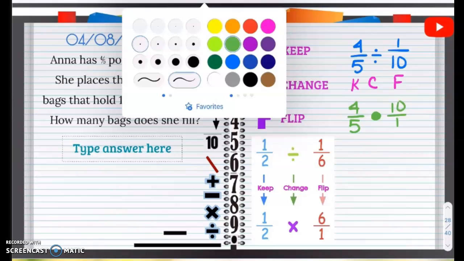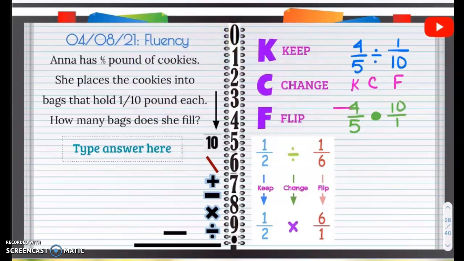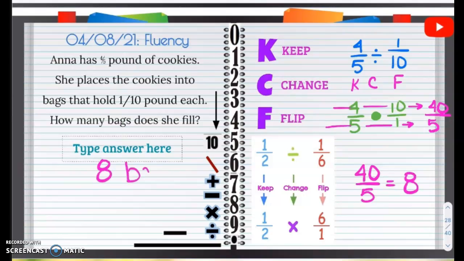Now we're going to be able to multiply straight across. 4 times 10 is 40. 5 times 1 is 5. So we have 40/5. Or what is 40 divided by 5? Remember, this means divided by. 40 divided by 5. Oh my gosh. 8. It's 8. So our answer is 8 bags.